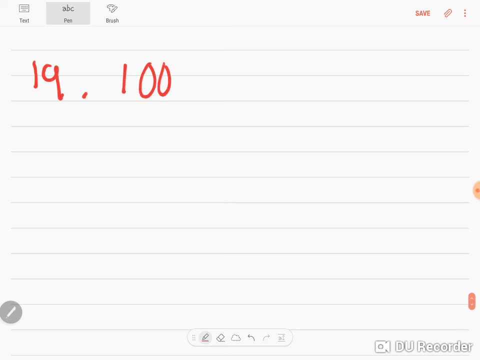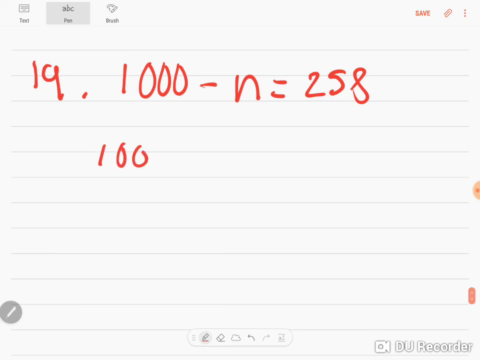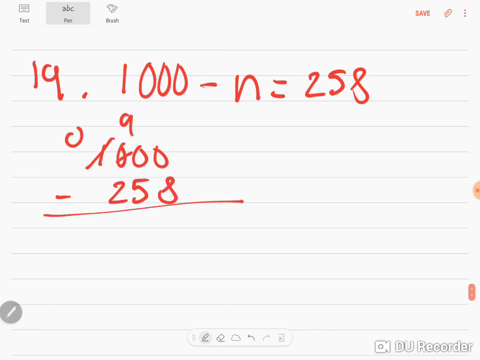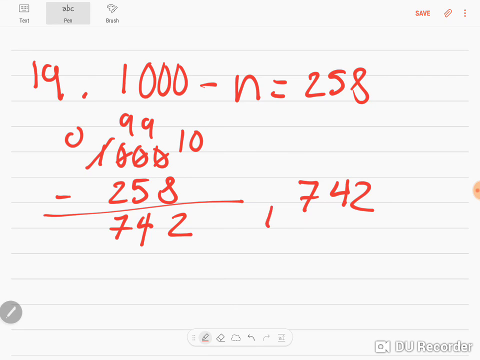19. 1,000 minus n equals 258. All right, I just need to take 1,000 minus 258. 0, 9, 9, 10. 10 minus 8 is 2. 9 minus 5 is 4. And 9 minus 2 is 7. My answer is 742.